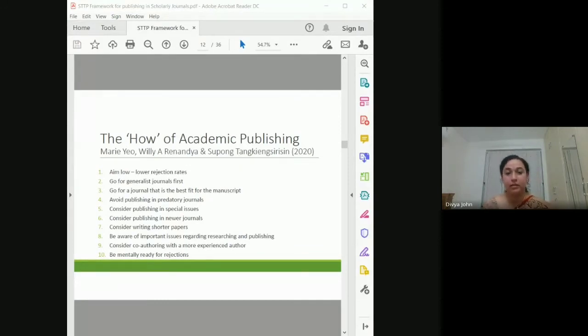The third point he talks about, as we mentioned earlier, is the scope of the journal. Try to see whether the scope of the journal actually fits your publication. The fourth point he talks about is avoiding predatory journals, and we just mentioned that.